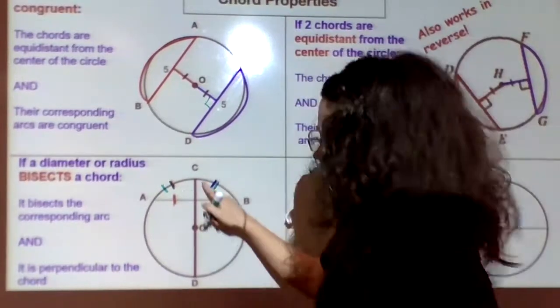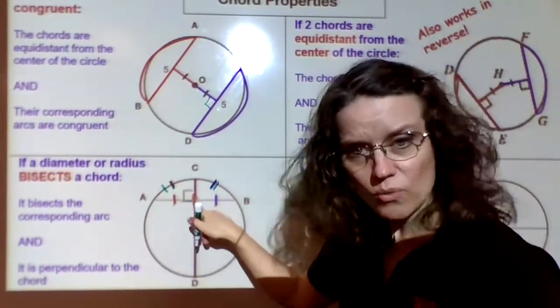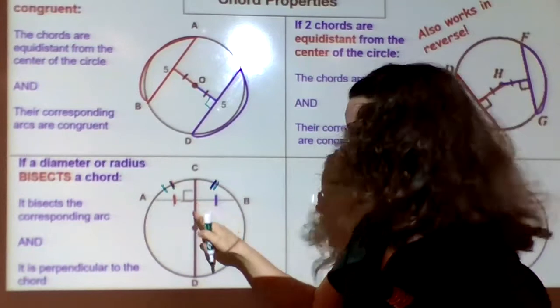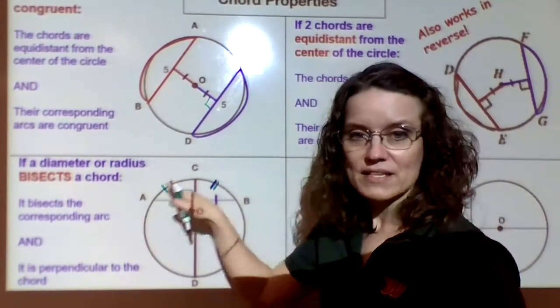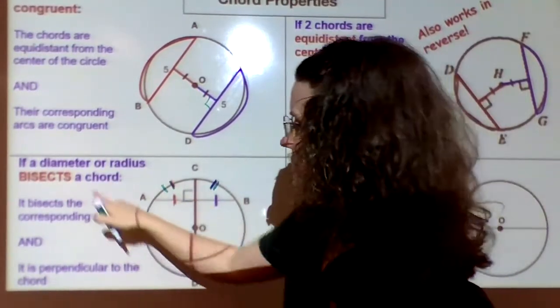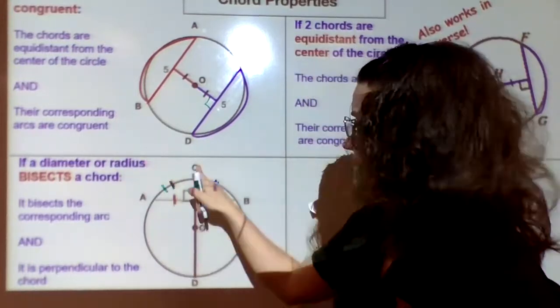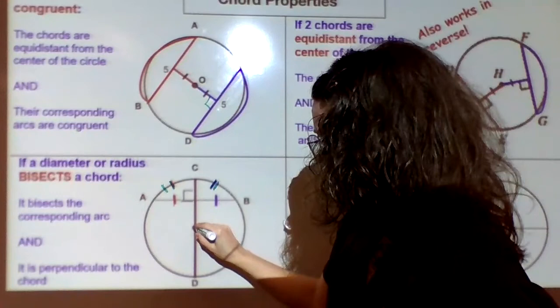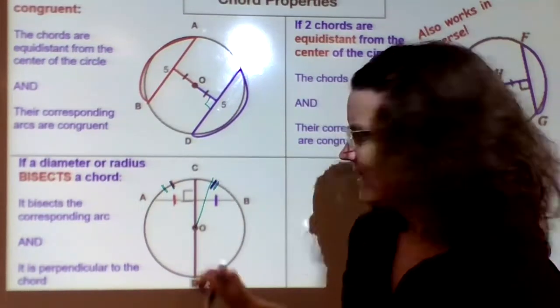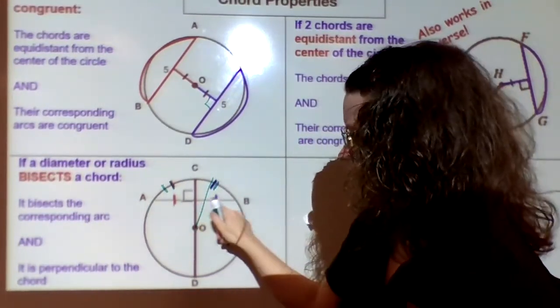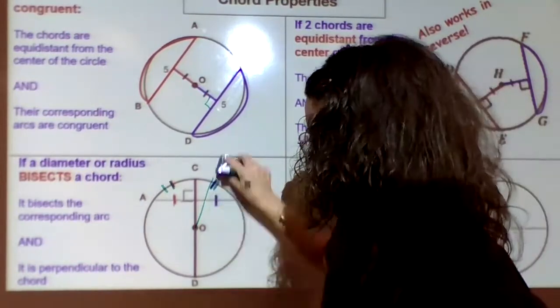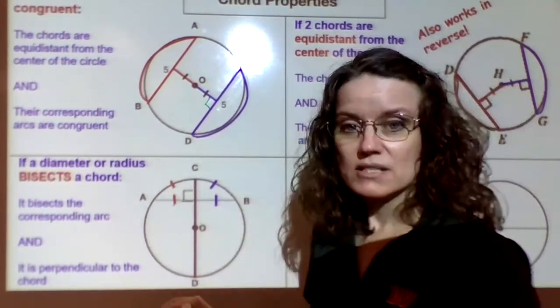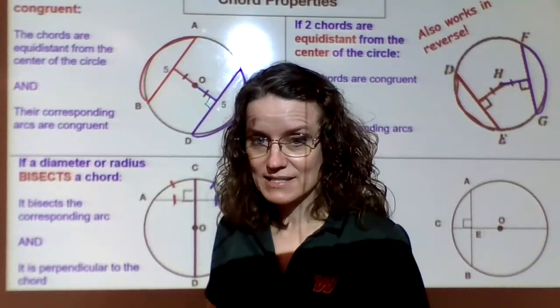Bonus, when we chop it in half, it's always perpendicular. The only time you're going to get this chord and this arc being bisected is if this radius or diameter is actually perpendicular to it. If I take a radius and come that way, that's not going to bisect anything. You'll see that this piece is way bigger than this one. So it has to be perpendicular to the chord in order to bisect it.